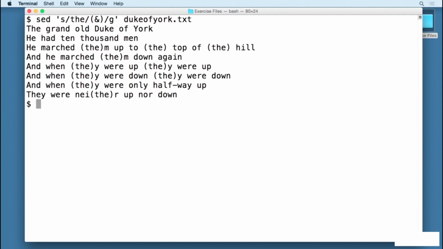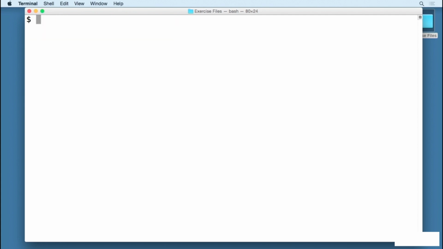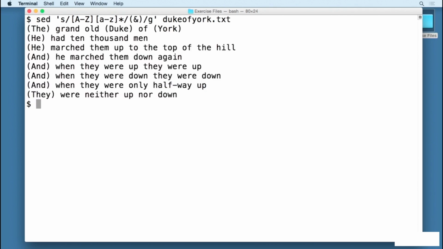For example, suppose you wanted to put every capitalized word into parentheses. You can do it this way. Clear the screen to make it clearer. You can replace [A-Z][a-z]*. So what this is looking for is any uppercase letter followed by 0 or more lowercase letters, and replace that with itself in parentheses. So as you see, this parenthesizes the capitalized word at the beginning of each line and Duke and York.